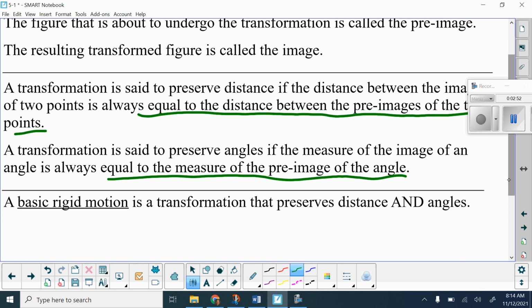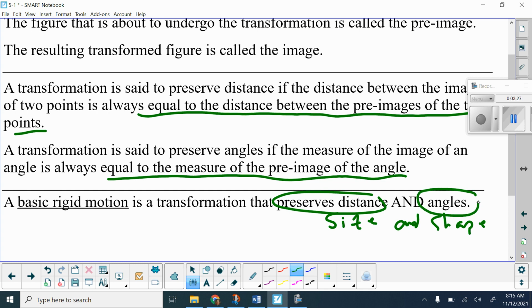We're going to use this basic rigid motion term a lot this unit. And a basic rigid motion is a transformation that preserves distance and angles. Another way of saying that when you were in middle school was it preserves size and shape. So when I ask if something's a basic rigid motion, I'm really asking you, does it preserve the size and the shape? Does it preserve the distance, which is the size, and the shape, which are the angles? And we can abbreviate basic rigid motion with BRM.